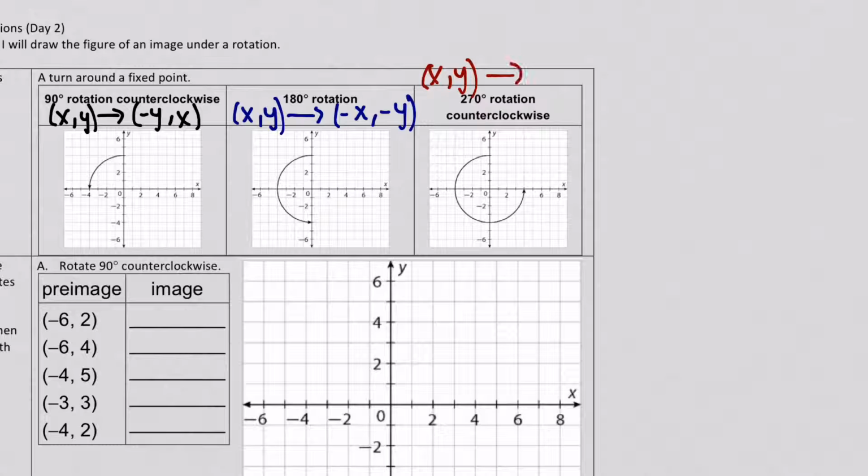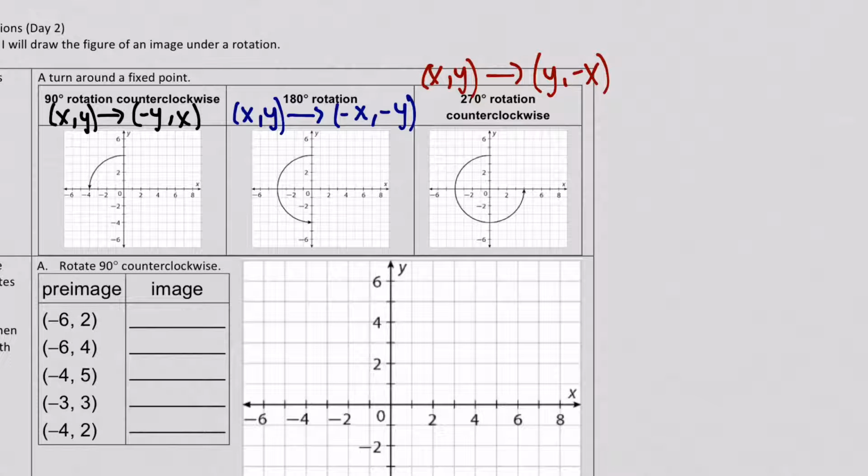(x, y) maps onto (y, negative x). So again, let me explain what that means. This means that you're going to take your point, any point (x, y), and the first thing you're going to do is take the x and change the sign, right? The x value changes signs. Notice that it's negative over here. So if it's negative, make it positive. If it's positive, make it negative. And then once you did that, change them with each other, right?